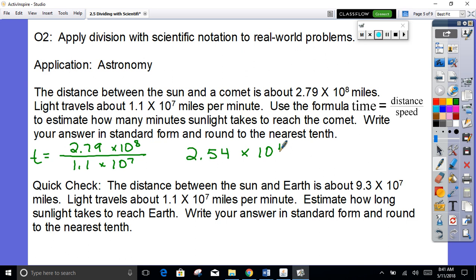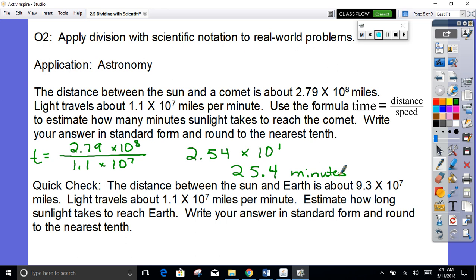Irene? 25.4. Yeah. 25.4. What's your units? Minutes. Minutes, good. And so you can see the answer is rounded to the nearest 10. So it says write your answer in standard form and round to the nearest 10.